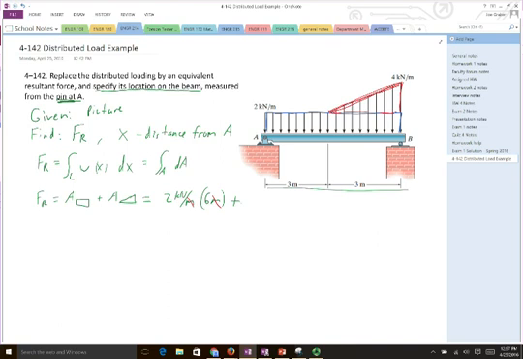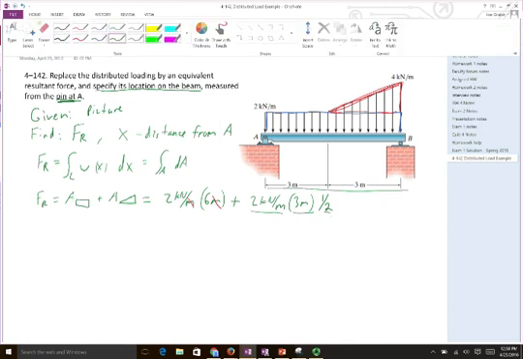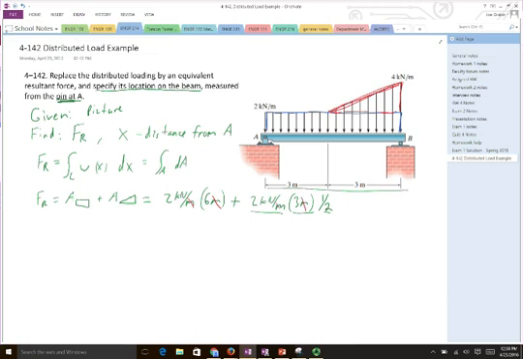Now that triangle is going to be 2 kilonewtons per meter tall because it starts at 2 kilonewtons and goes to 4. So it's going to be 2 kilonewtons per meter times the base of that triangle, which is going to be 3 meters. But since it's a triangle and not a rectangle, the equation of a triangle area is 1/2 base times height. So we have the height, the base, and 1/2. And you can see our units work out. Meters cancel meters.